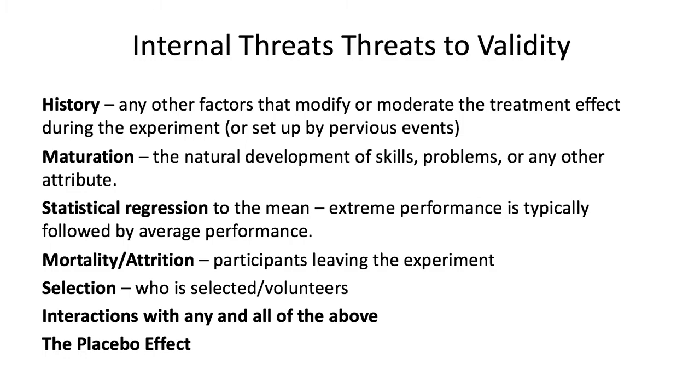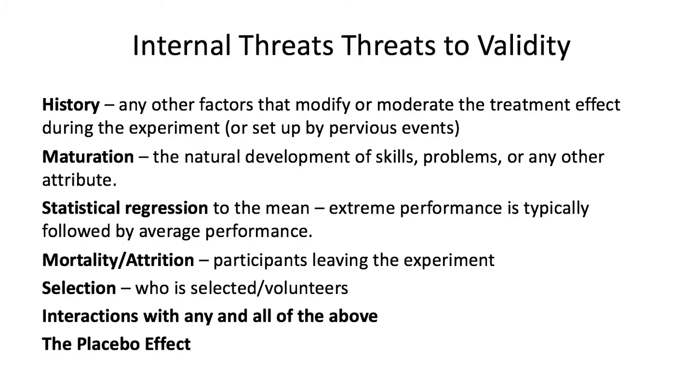A fourth thing is mortality or attrition rates. And this means that sometimes people leave your study. And sometimes that happens in a random fashion, and sometimes it happens in a non-random fashion. Now, if it happens in a random fashion, you're okay, because you're just decreasing your sample size and you're going to lose some statistical power, but you're not going to influence the nature of that causal relationship.